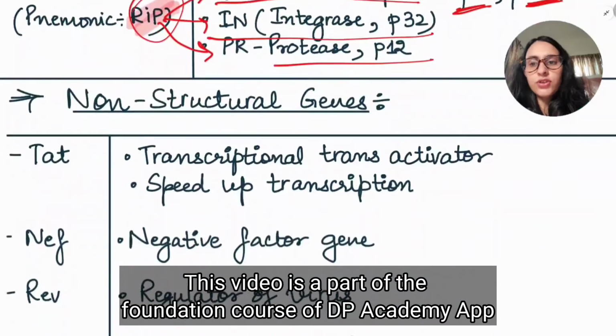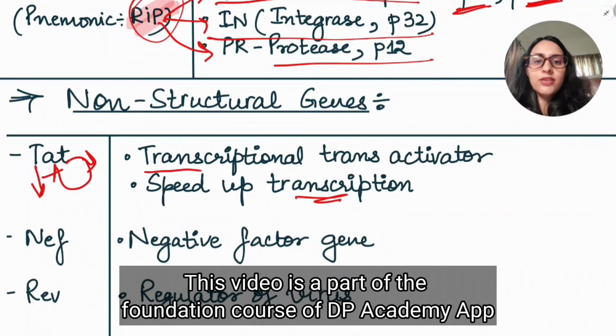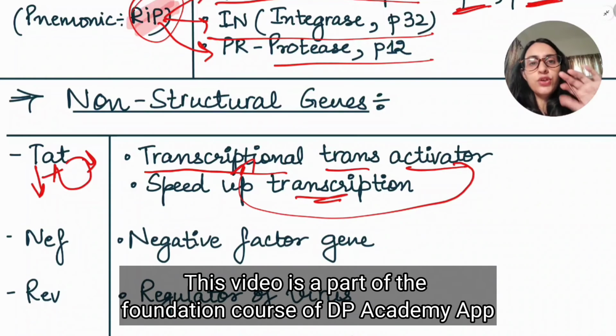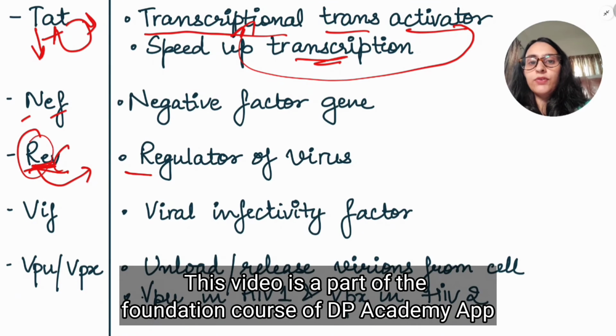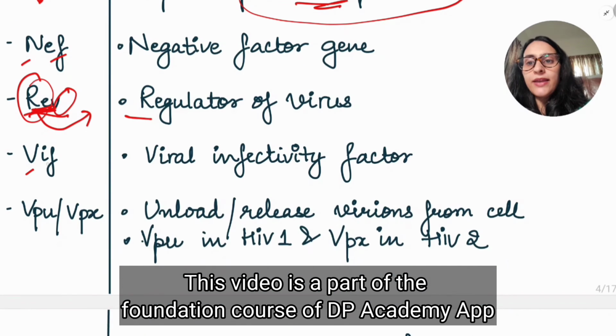Coming to non-structural genes, we have TAT, that is transcriptional transactivator. It speeds up the transcription process. As the name suggests, transcriptional transactivator means it is going to activate the transcription, so it speeds up the transcription process. Then NEF is the negative factor gene. REV is the regulator of the virus. VIF is viral infectivity factor.